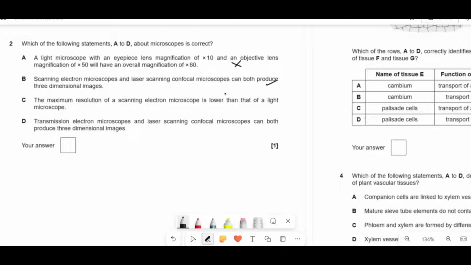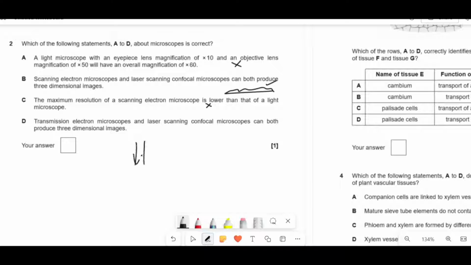Next, scanning electron microscopes and laser scanning confocal microscopes can both produce three-dimensional images. That is indeed true because they scan across the surface and get the contours. The maximum resolution of a scanning electron microscope is lower than that of a light microscope. That is incorrect. It's a higher resolution actually, because the wavelength of the electrons is a lot less than light.